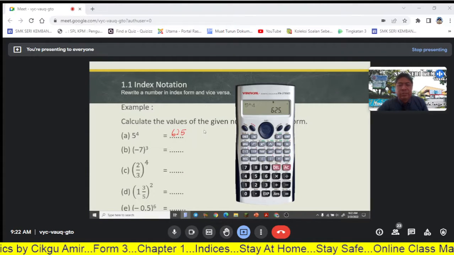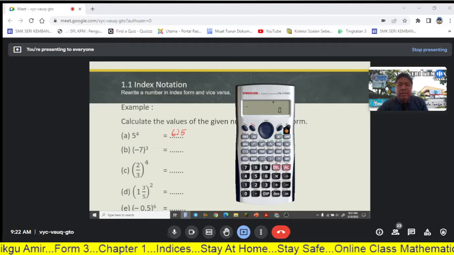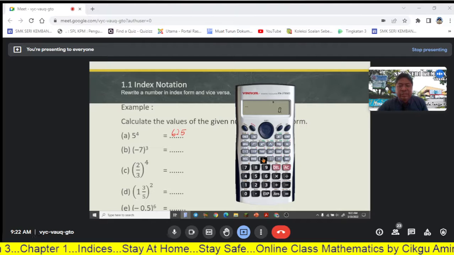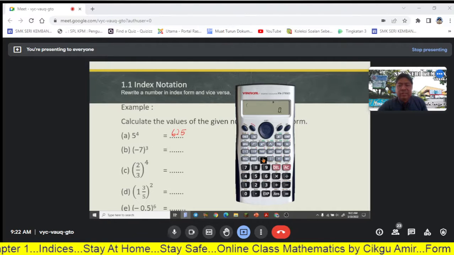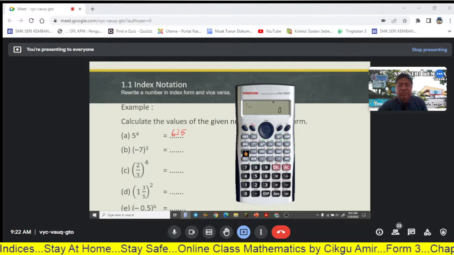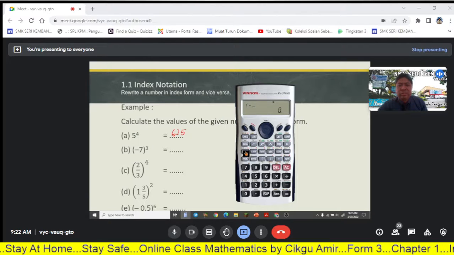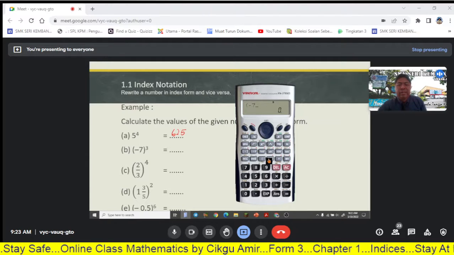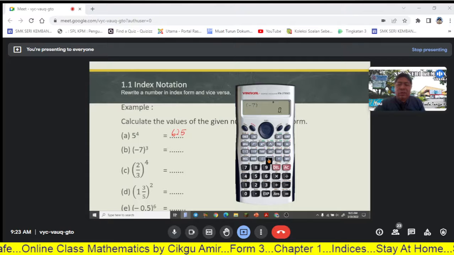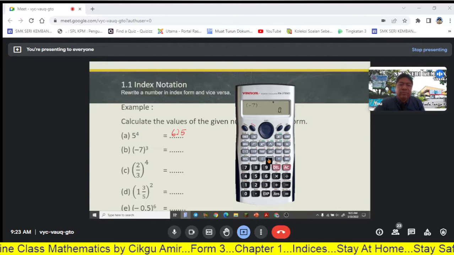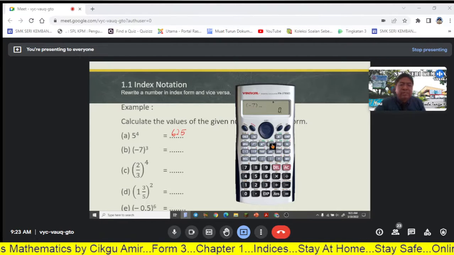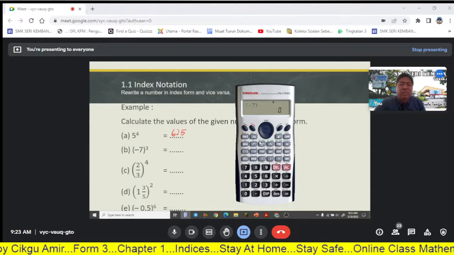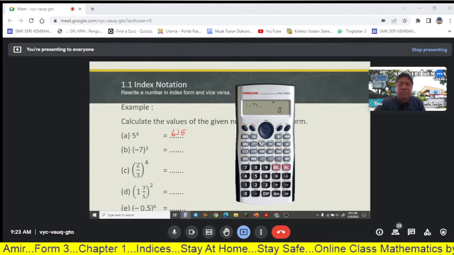The second one, negative 7 to the power of 3. I put a bracket here. I push the negative symbol, I push number 7, close the bracket, to the power of 3. You can use the arrow-like symbol, or you can use this x³ symbol.